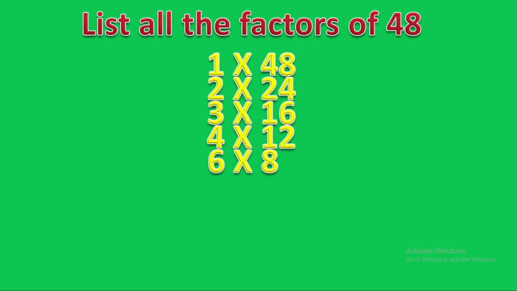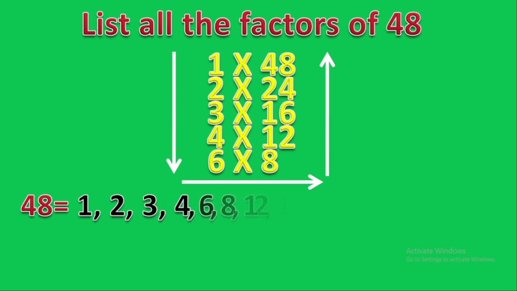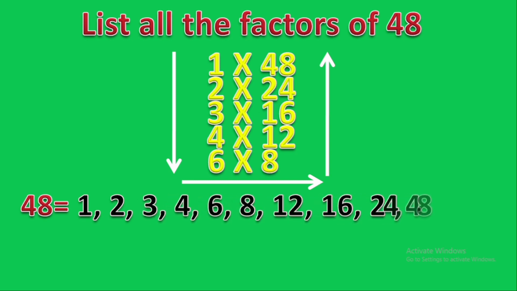Now how to list the factors, how to write the factors? You need to follow the arrow from top to bottom. You need to write all the numbers from left to right, and at the end you will write from bottom to the top. So let us write the factors of 48. So we have 1, 2, 3, 4, 6, 8, 12, 16, 24 and 48.